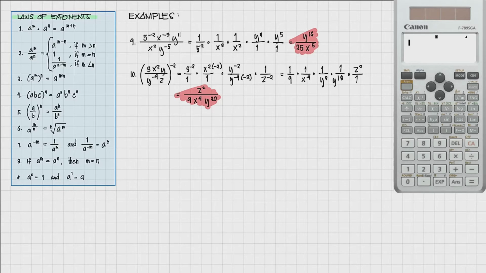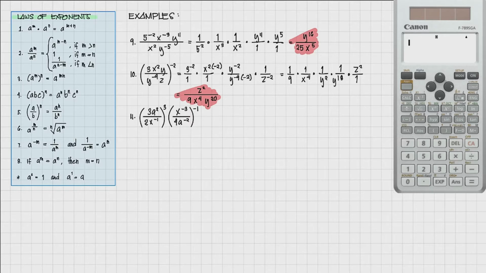So problem number 11. So let me write that down first. So problem number 11, or example number 11. So you have two terms here. So the first term, we have 3 times a squared all over 2 times x raised to negative 1. And the whole thing would be raised to 3. And then for the second term, we have x raised to negative 3 all over 4 times a raised to negative 2. And the whole thing is raised to negative 1.